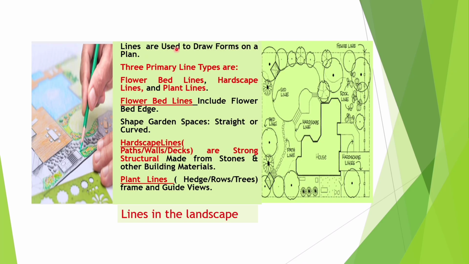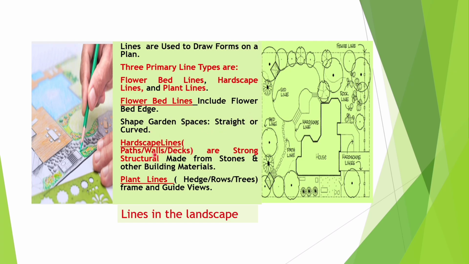Lines are used to draw forms on a plan. There are three primary line types: flower bed lines, hardscape lines, and plant lines or softscape lines. Flower bed lines include flower bed edges. You have flower beds which will have an edge over it, that will be a bed edge. Flower bed lines shape the garden space, straight or curved.